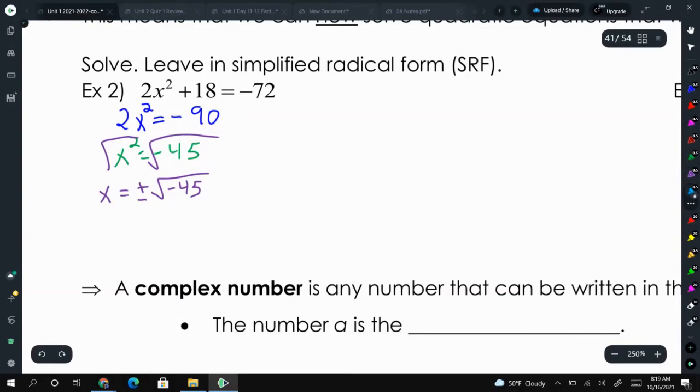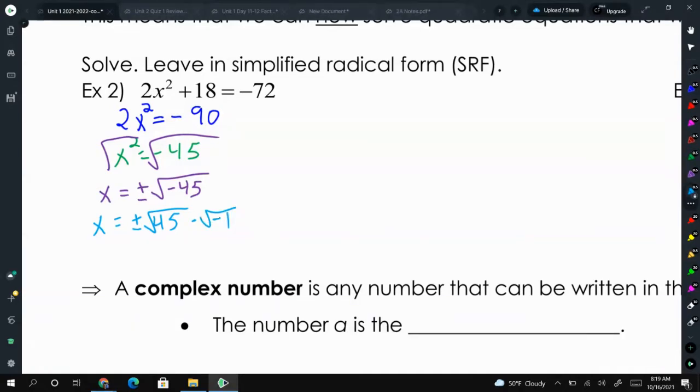Now, at this point, depending on who you're talking to, they'll say you should do x equals plus or minus square root of 45 times the square root of negative 1, and then change it to i, and I understand that. To me, as soon as you have the square root of a negative number, just know that you're going to have the imaginary unit, or i, in your answer. You may not necessarily need to do this step right here.